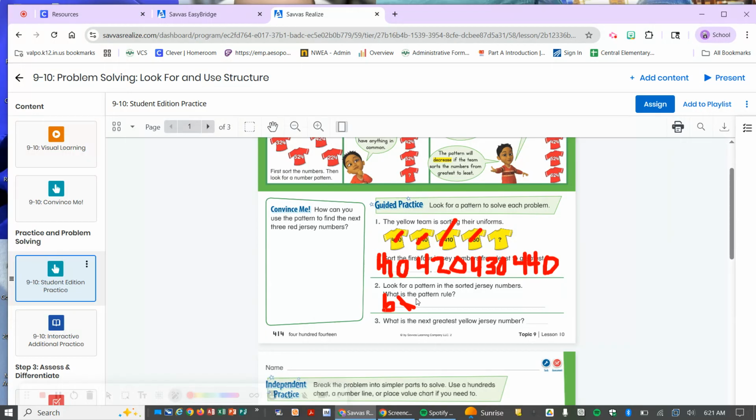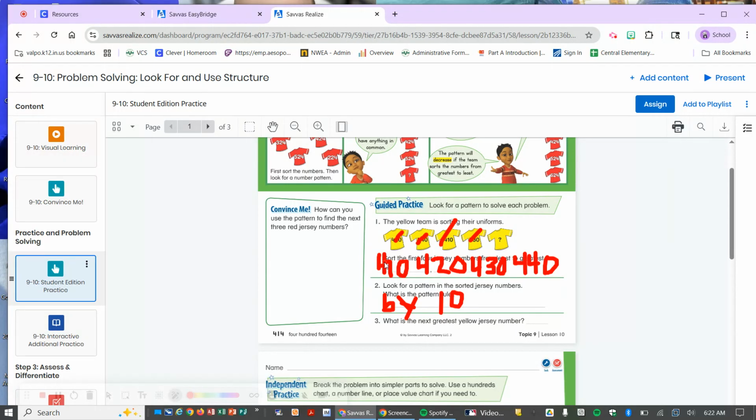We could have organized them from greatest to least, and our answer would still be the same. If, instead of starting with 410, we started with 440, we could count backwards, and that's still a jump of 10 each time. Then number 3 says, what is the next greatest yellow jersey number?